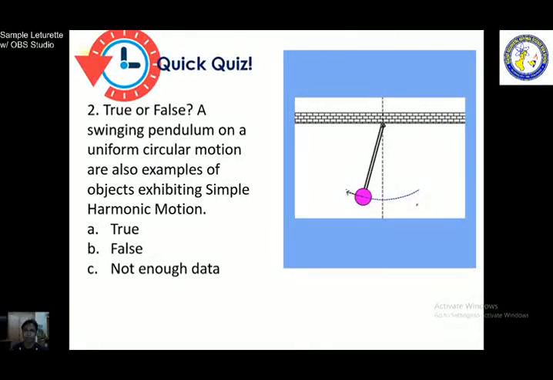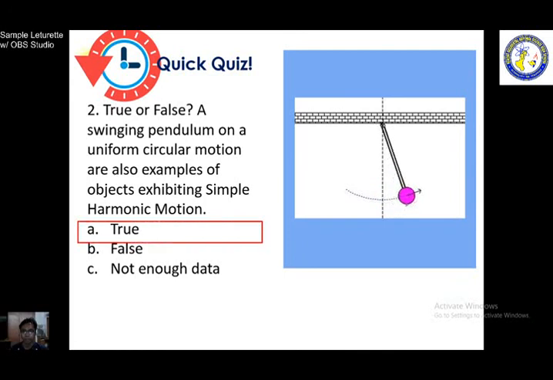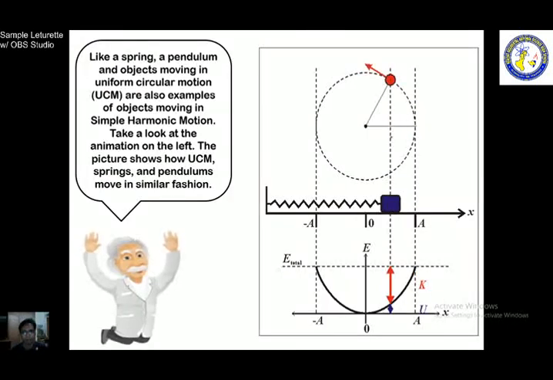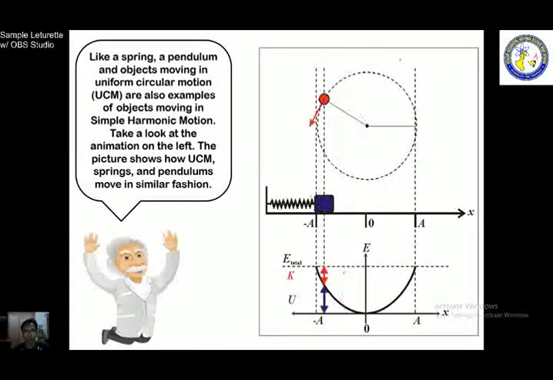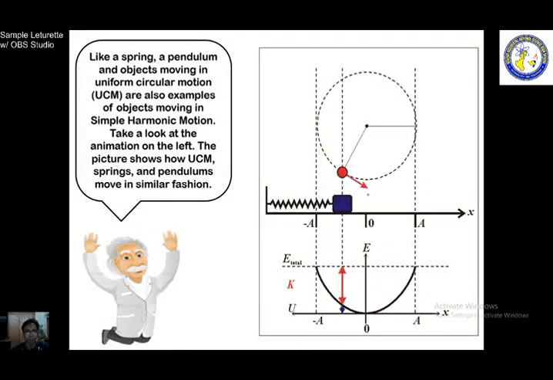Alright, so let's have another quick quiz. True or false: a swinging pendulum, like an object in uniform circular motion, is also an example of an object that exhibits simple harmonic motion. A true, B false, or C not enough data. So what do you think? Is this pendulum swinging left and right also an example of an object exhibiting simple harmonic motion? The answer is true. Why? If you have noticed, the movement of this pendulum is just like the movement of a spring, and of course, an object moving in uniform circular motion.